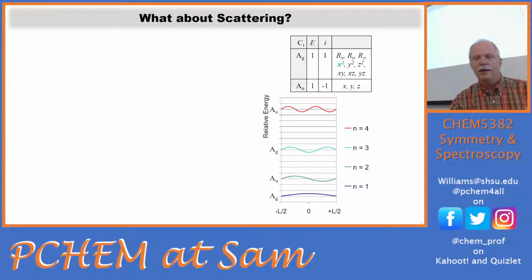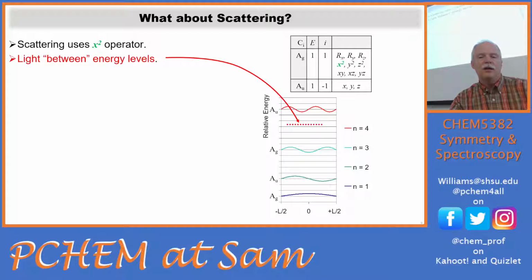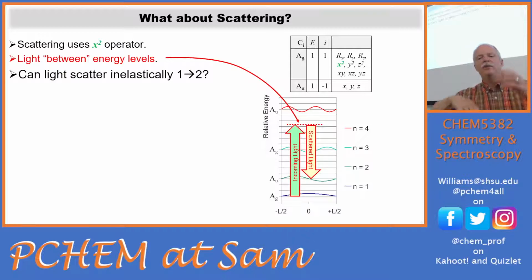Now let's look at scattering. So scattering in this particular system, we only have one axis, and so it's x. So scattering will be x squared. And typically when we're looking at scattering, we want to look at incident light that doesn't match any wavelengths, so that we have our photons of light that interact with the system in between the energy levels.